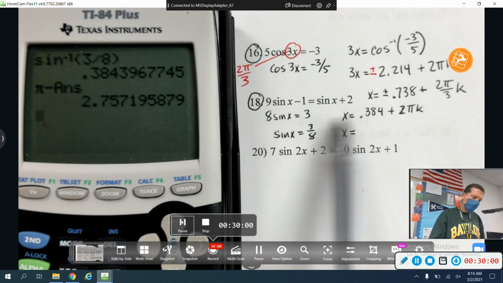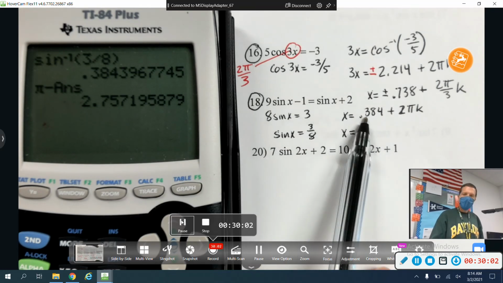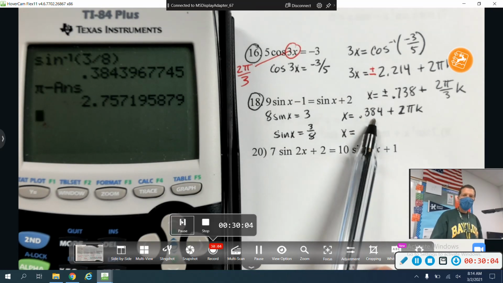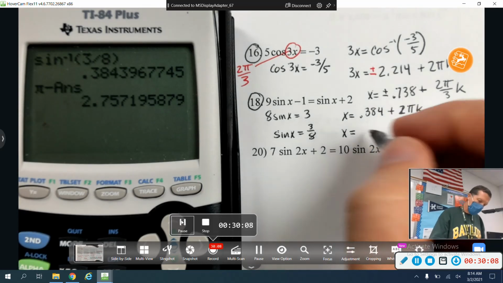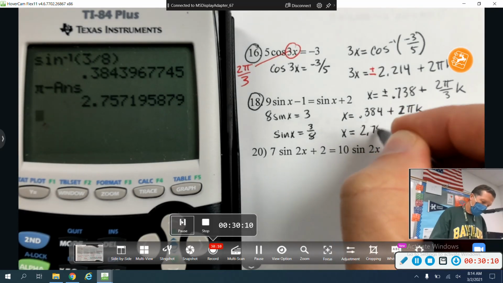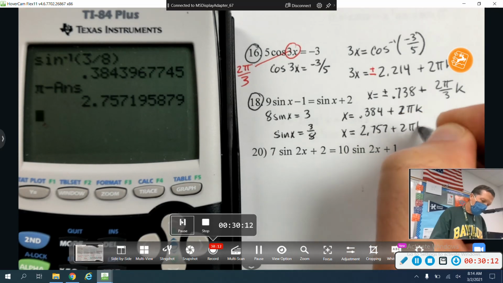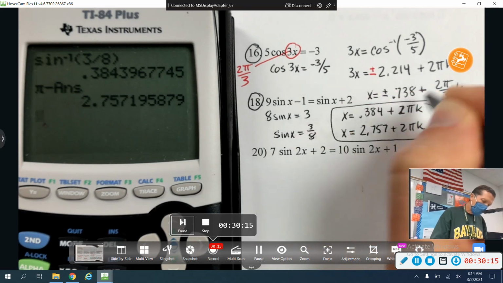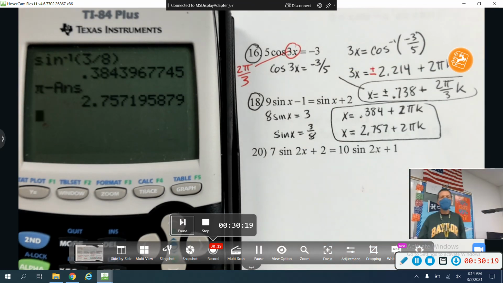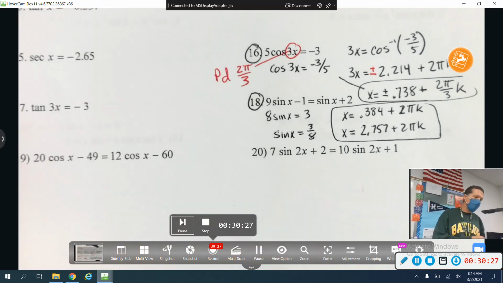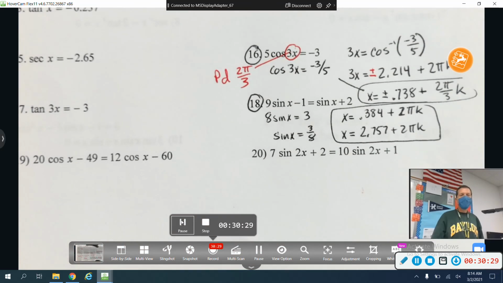So here's all the easy steps. Inverse sine gets me my first answer. But my second answer I get by doing pi minus the first answer. 2.757 plus 2 pi k. So that one wasn't too bad, but again, you've got to know, the calculator is great, but it only gives you one of the answers. You've got to know how to get the other answer. That's kind of the whole point of today: what's the other answer?